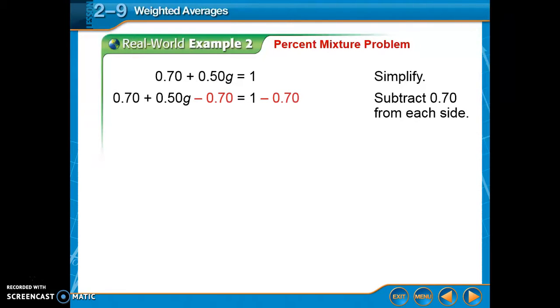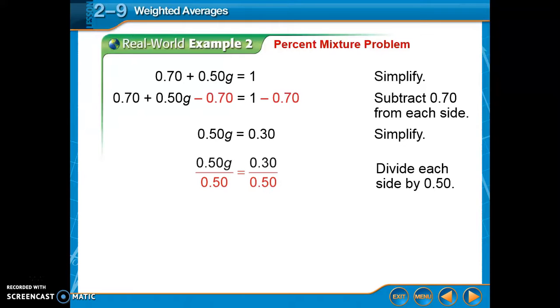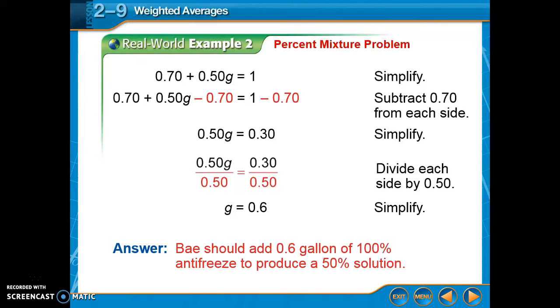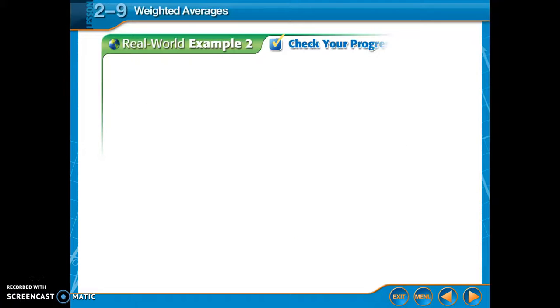Subtract 0.7 from both sides. And now we have 0.5G equals 0.3. Divide, and we get 0.6. So 0.6 gallons, that is our answer. 0.6 gallons of 100% antifreeze should be added to that mixture to achieve the right percentage. Now, if you need to review this problem, we're moving ahead to a practice problem.